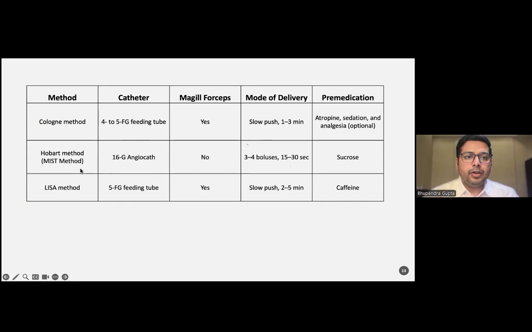The second method is the Hobart method, that is known as MIST. In MIST, there is no use of Magill forceps because they use a 16G angiocath, which is stiff and easy to negotiate, and they have used sucrose as a pre-medication. And the LISA method: in LISA, we use a 5 French feeding tube. Magill forceps is used for the insertion, and the surfactant is given as liquid over 1 to 2 minutes. And before LISA, we give caffeine as a pre-medication, which is helpful for the neonates.